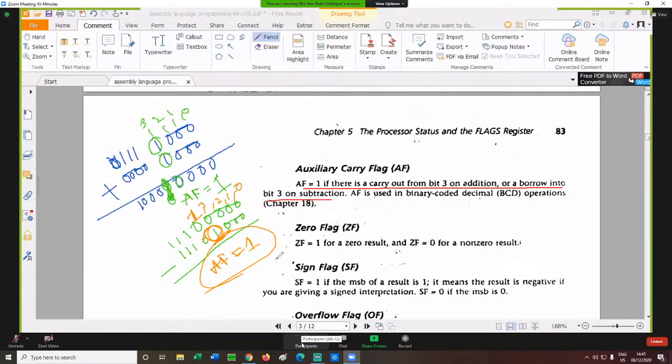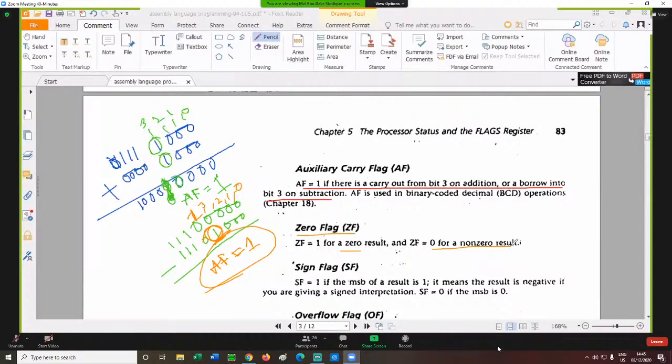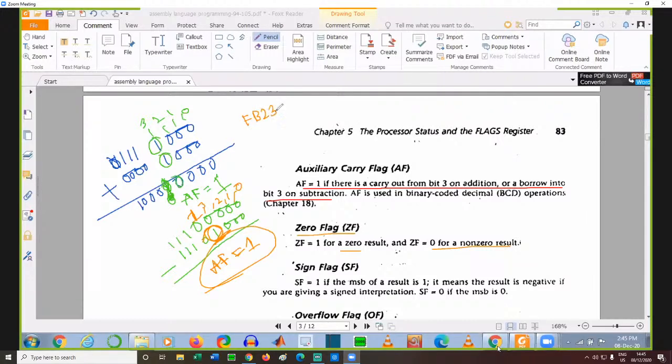Okay, so after that we have the zero flag, ZF. It is very simple. ZF equals 1 for a 0 result and ZF equals 0 for a non-zero result. So if I give you F023 hex minus F022 hex, what will be the value of ZF? Can you say what will be the value of ZF for this case?